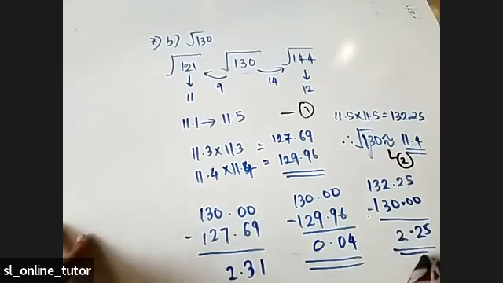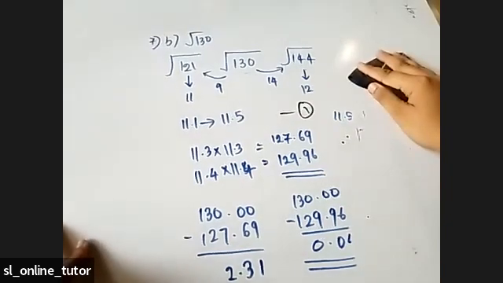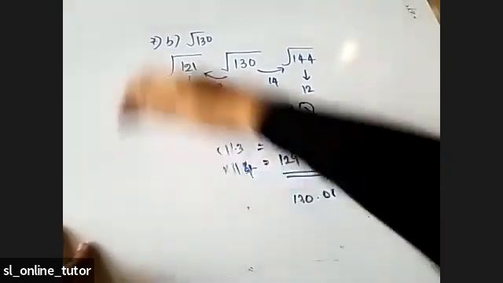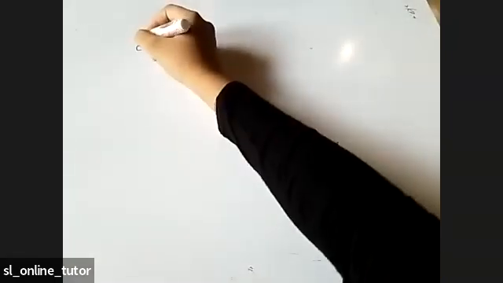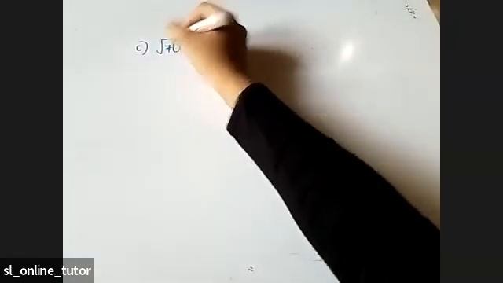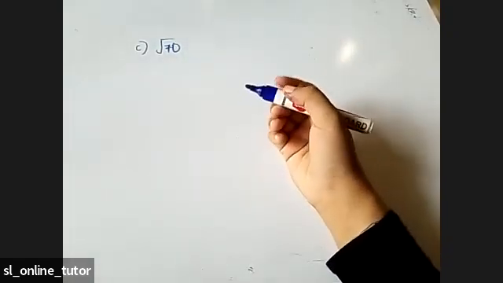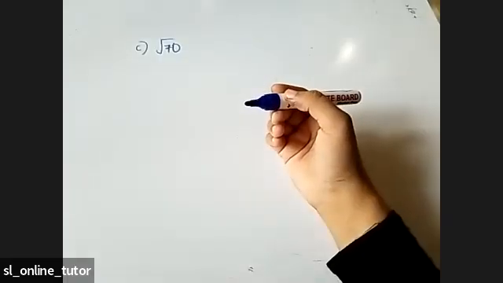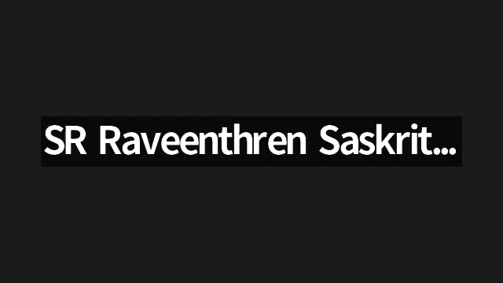Okay, part C. Let me clear the board. If anybody is writing, tell me. Okay. Part C. Square root of 70. What is the answer you all got? I'm not going to do the working much here. 8.4. 8.3. Any other answers? 8.4. Any other answers?